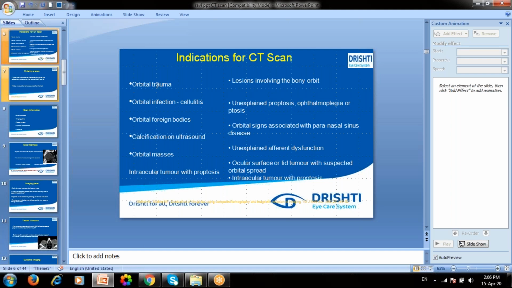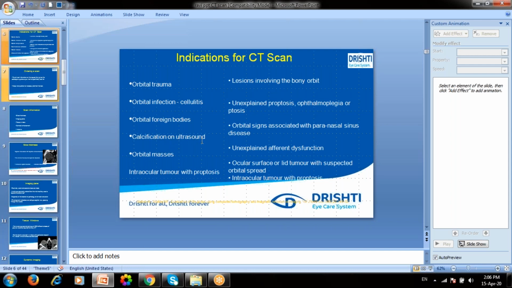in those cases, to rule out any fractures, we can send for a CT scan of the orbit. Orbital infection, like orbital cellulitis or endophthalmitis, in those cases also we can send for a CT scan, generally for orbital cellulitis. Orbital foreign body: if a foreign body penetrates our eye and goes into the orbit, in those cases B scan alone will not help to rule out the exact location and the exact size of the foreign body. So in those cases, we can send for CT scans.